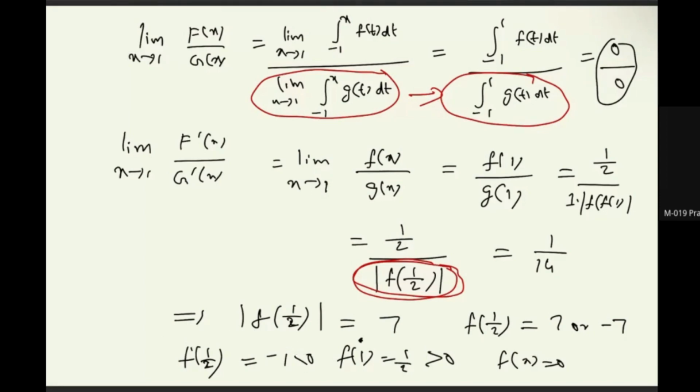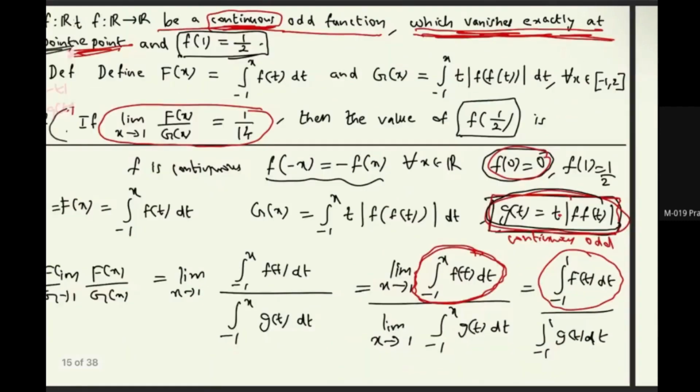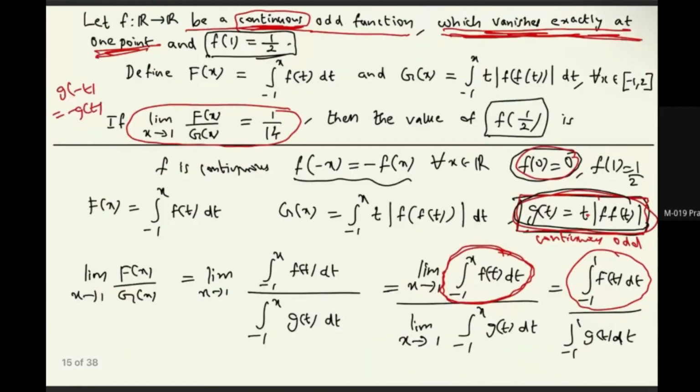If f of half is, okay, just minus 7, then it is less than 0, and it is given that f of 1 is positive. So by f is continuous, by intermediate value theorem, there should be an element between half and 1 which vanishes, right? But according to the conditions given, it can't be true, right?